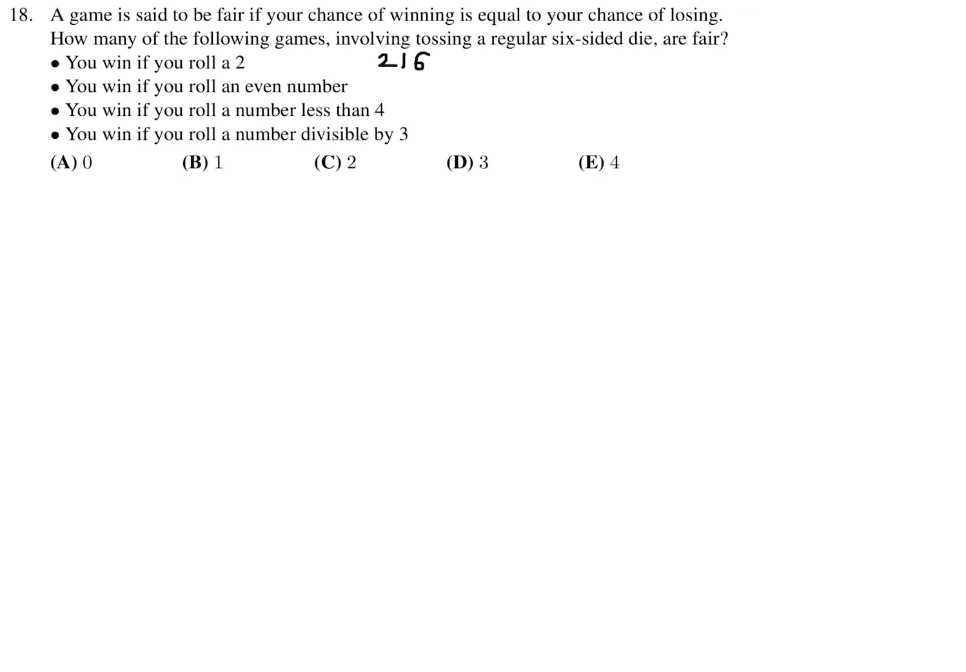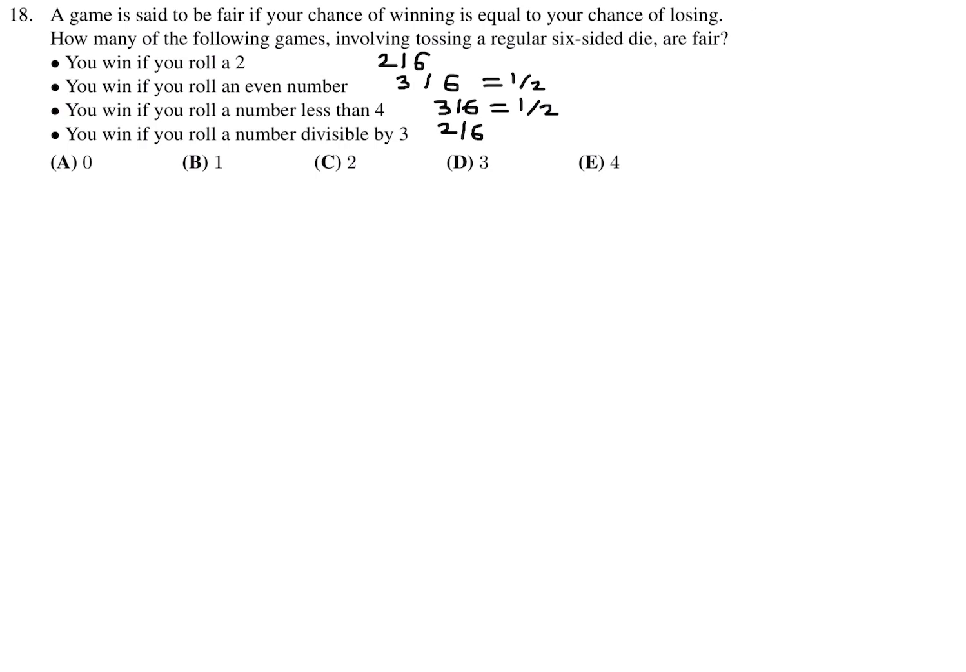You win if you roll an even number. There's 3 even numbers on a die out of 6, and that is indeed 1/2. You win if you roll a number less than 4. The numbers less than 4 are 1, 2, and 3, so that's 3 out of 6, and that is 1/2. You win if you roll a number divisible by 3. The only numbers divisible by 3 on a die are 3 and 6. So there's 2 of those numbers, so 2 out of 6.